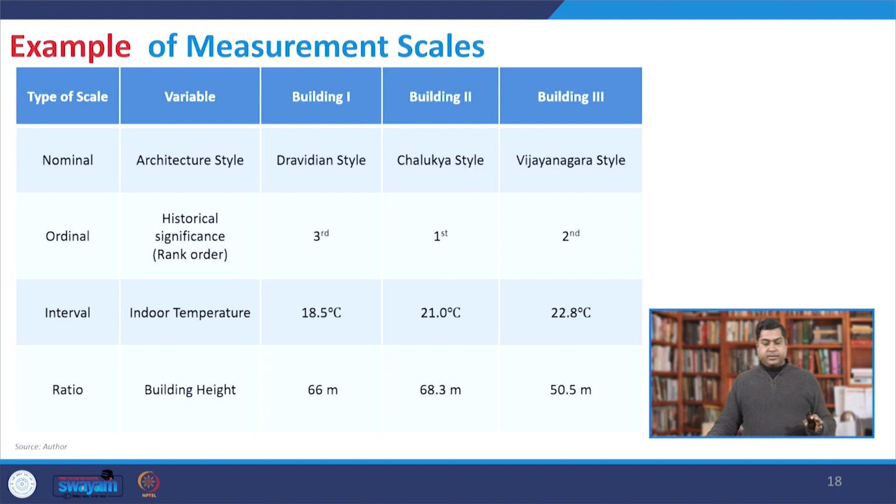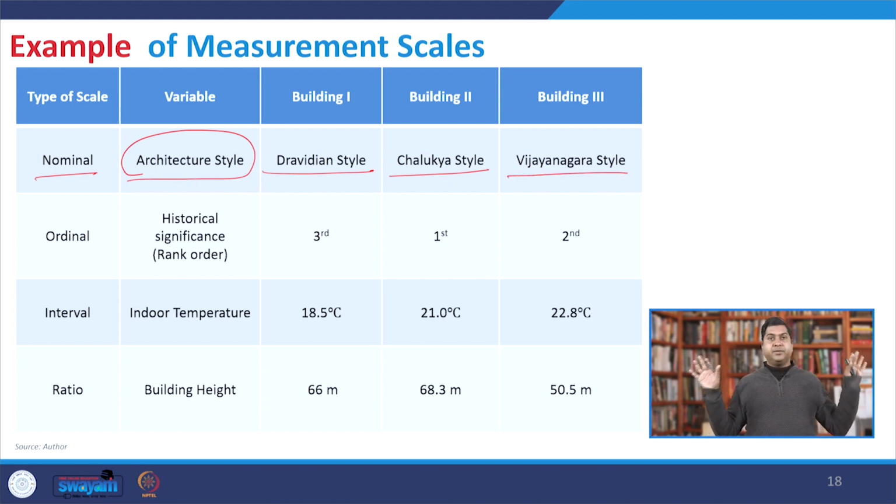So, let us summarize this with one architectural example. Here we want to use the scales for 3 historical architectural buildings, right. Say for example, the nominal scale, where we want to just understand the architectural style. So, building 1 is Dravidian style, building 2 is Chalukya style, and building 3 is Vijayanagara style. So, they are distinctly different architectural styles. So, this is an example of nominal scale.